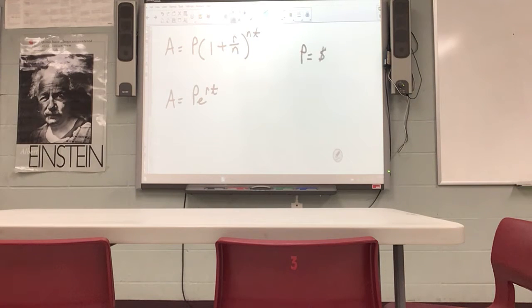I deposited $1,500 in an account that pays 7% annual interest. So for my R, I moved the decimal point, 7% becomes 0.07. Remember this? Compounded daily. Okay, so it did not say continuous, so I'm not using PERT. I only use PERT if it says continuous. So it said compounded daily.